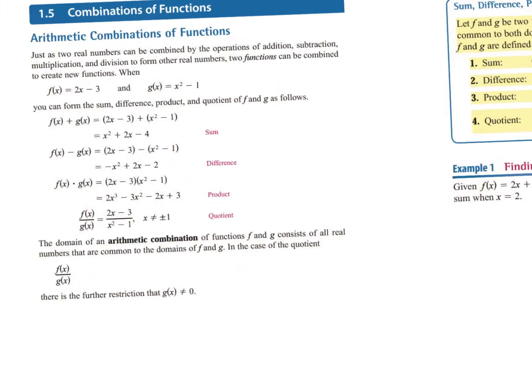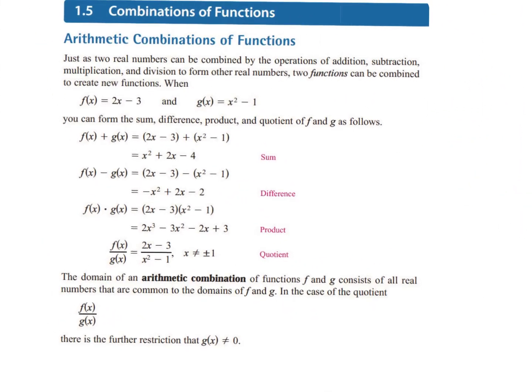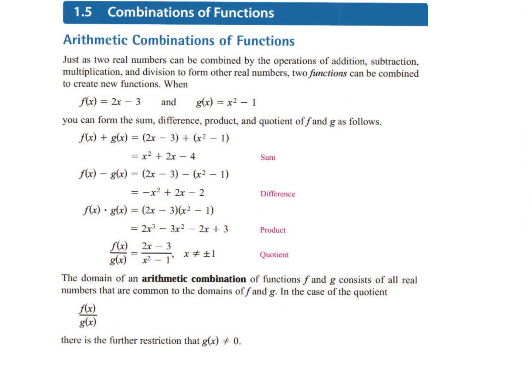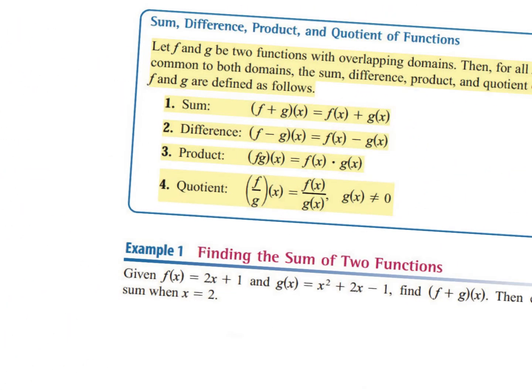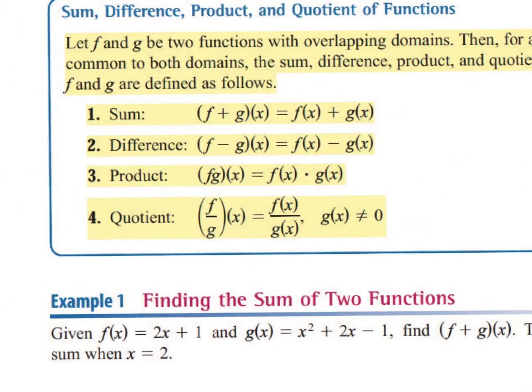But when we talk about combinations of functions, we're adding them together, we're subtracting them, we're multiplying them, we're dividing them. All right, you're just going to get a bunch of different functions, a bunch of different equations, and they're going to say find the sum, find the difference, find the products, find the quotient. It can be written two ways, right?